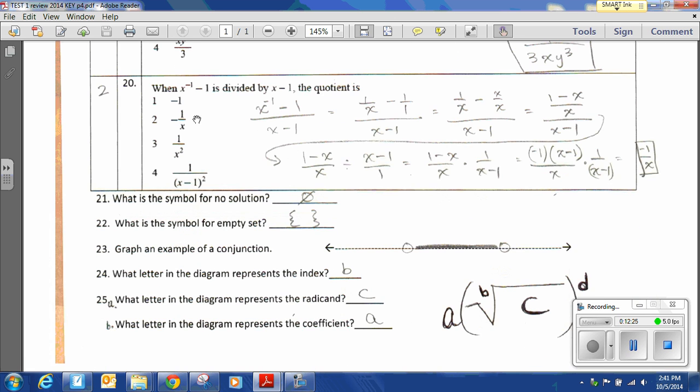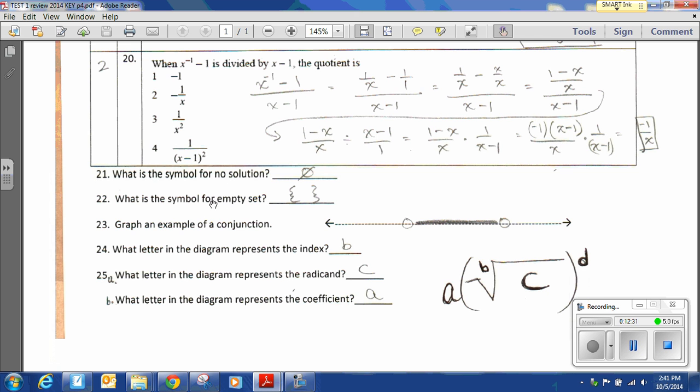This should not have made it to the practice test. You will learn about this in Unit 3. Number 21, what is the symbol for no solution? There it is. Symbol for empty set, curly braces.